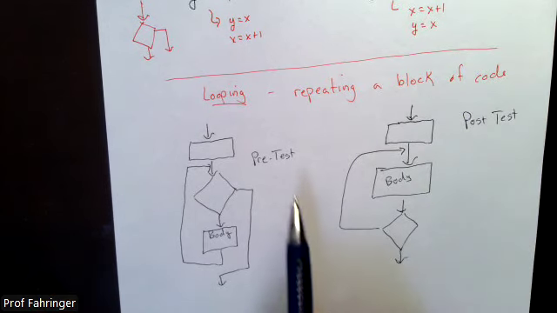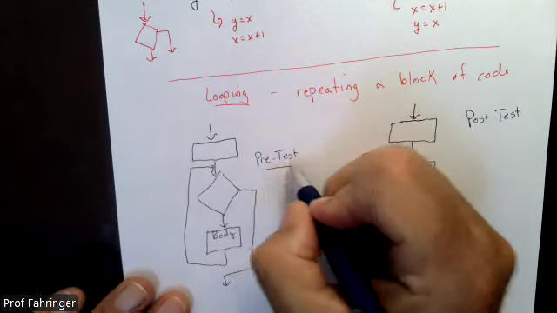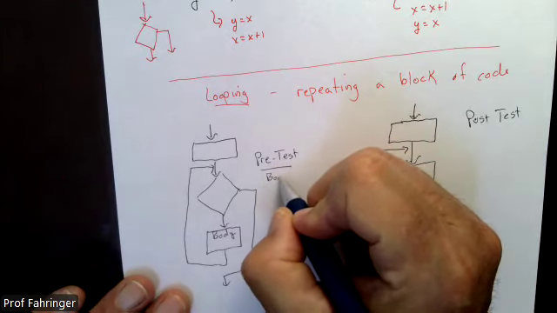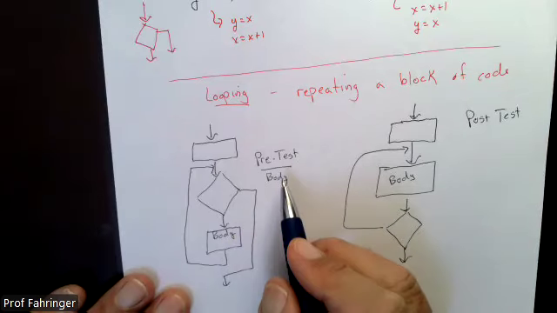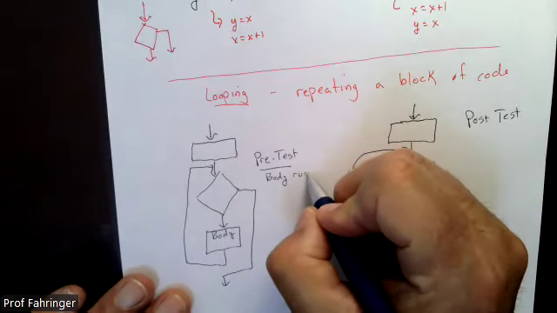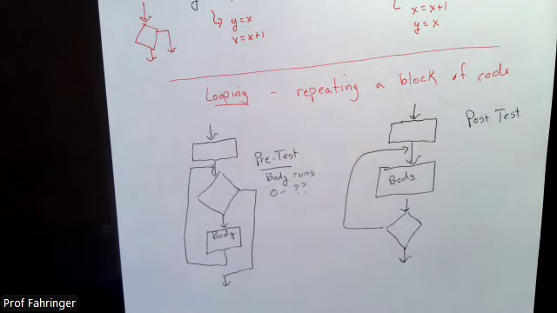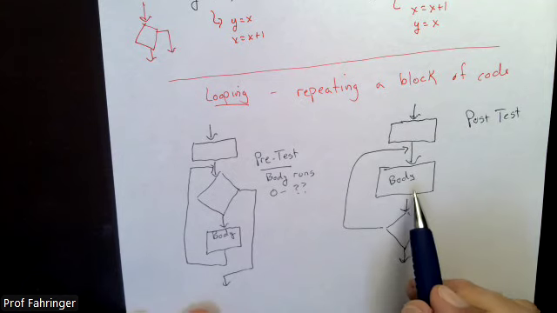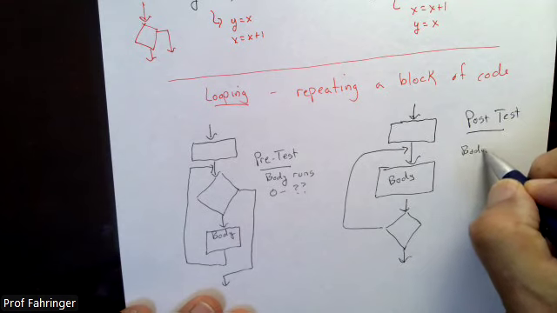Okay? We're talking about checking before I get into the body, checking after I was in the body. Over here in the pretest, the body may never get executed. So a body runs 0 through an infinite, however many number of times. You notice the body over here runs at least once.